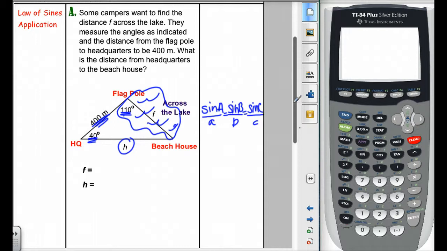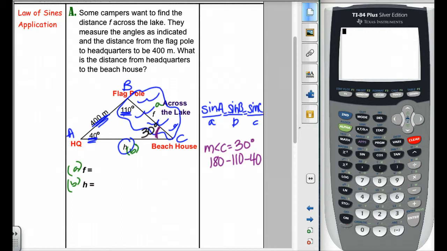So I am going to label this as A, B, and C to help me out, which then means that F is really A and H is really B. So now I'm going to look at this and say, well, I don't have all three measures. I do need to get angle C here. So that means that the measure of angle C is equal to 180 minus 110 minus 40. Well, 180 minus 110 is 70, minus 40 is 30 degrees. So we know that that is 30 degrees, so I will label that as such.